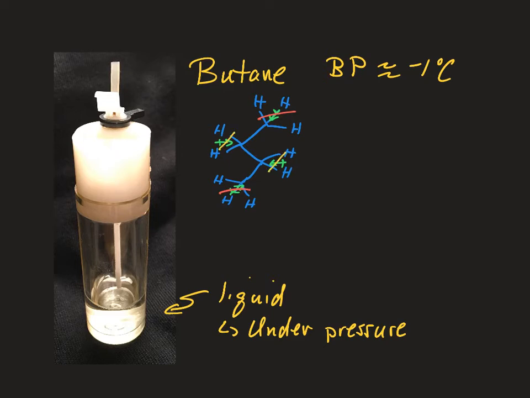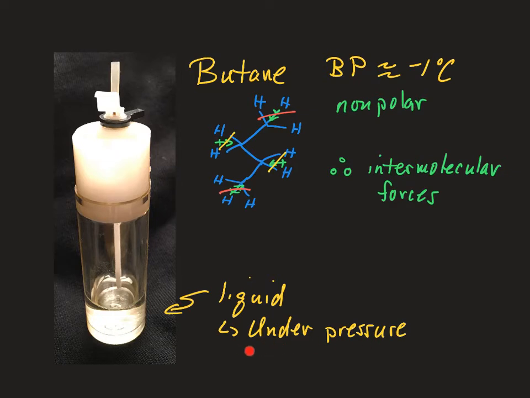Similarly, these two vectors are pointing in exactly opposite directions. And so whatever slight polarity there might be within the group, that is canceled. And so overall, we have a non-polar molecule. But we have a non-polar molecule that can exist in the liquid phase. So even though it is non-polar, there must be some form of intermolecular forces in order to hold the butane in this liquid phase, even under pressure.